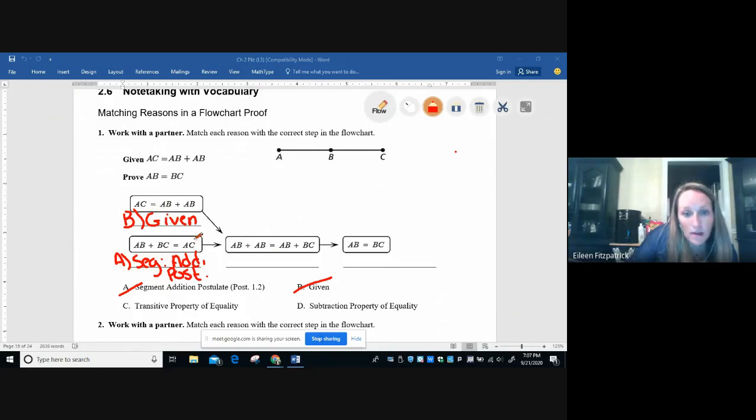So if you look again, I always say look for what they have in common. Okay, what do they have in common? AC, AC. So replace the AC with what it's equal to, or kind of think of it as crossing it out and what's left over, and that's a transitive property. Okay, so the transitive property is C. This is transitive. And then finally, since they both have an AB on both sides, you can subtract it away and you're left with AB equals BC. So this would be D subtraction.